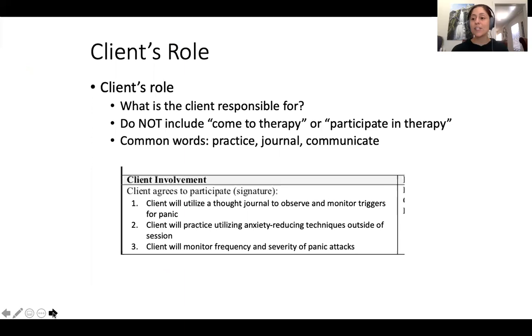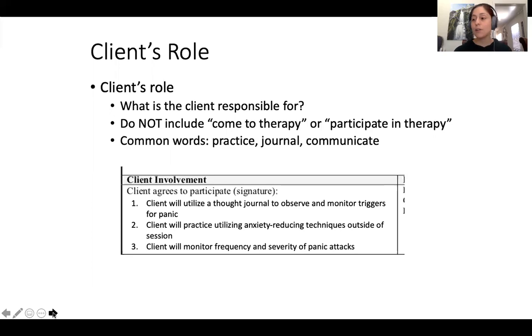Okay, the next section in the treatment plan is the client's role. And as you may have guessed, this is what the client is agreeing to do to help them meet their goals. And just like with the therapist's role, it's strongly recommended and required for this class that you have a minimum of 3 things that the client will do for each goal. Okay? It's helpful, again, when these are consistent with the things that you plan to be doing, and the things that you've written in the clinician's role.